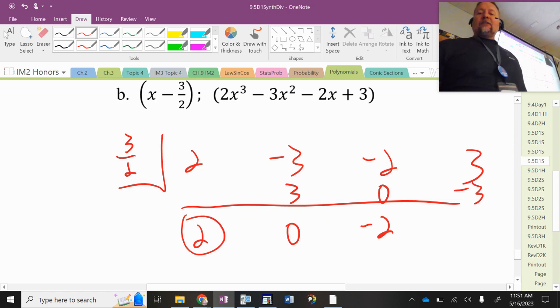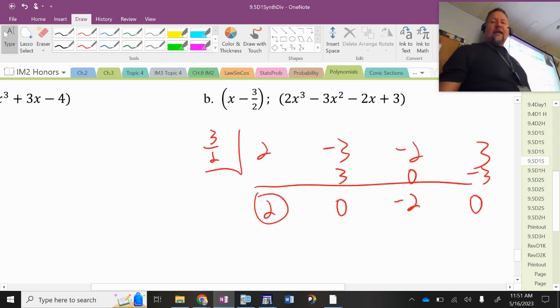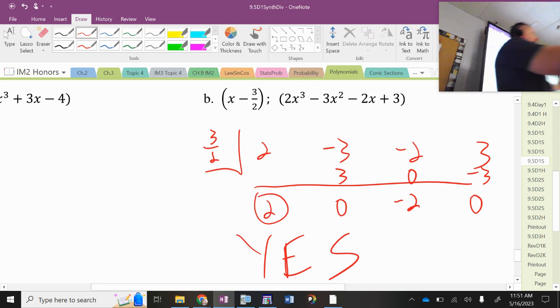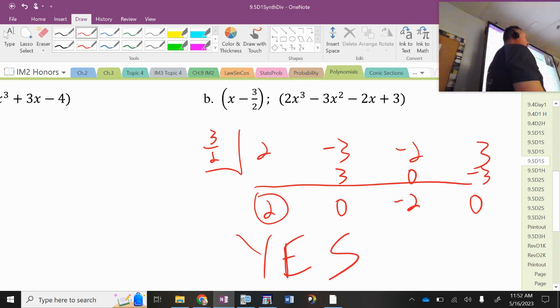What's -3 plus 3? What's the answer to this question? Is this binomial a factor or not? The answer is yes. You don't even have to write out the answer as a division. The final answer is answering the question, is it a factor or not?